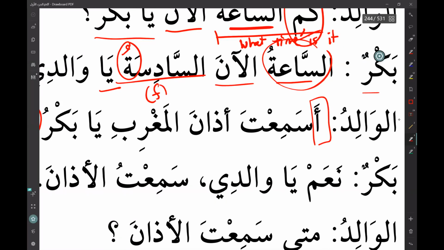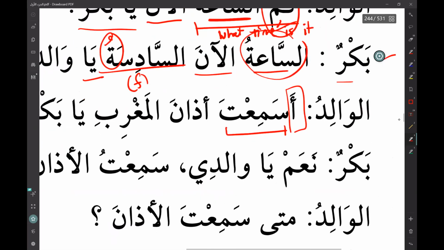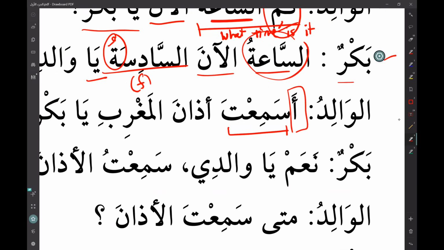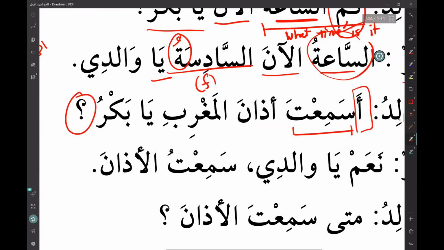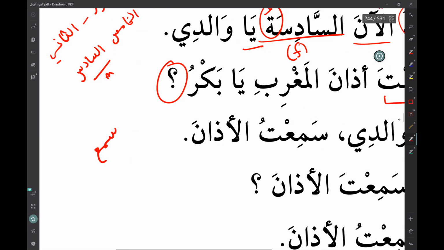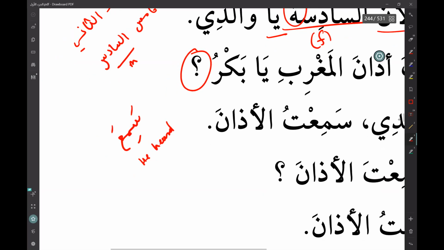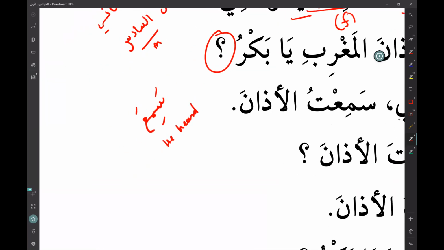And then the verb is sami'ta. So what is sami'ta? Sami'ta is a past tense verb. Yes, it means you heard. When you see a verb in a different form, it's better to know its original form. The original form is sami'a, he heard. So this is the verb in the past tense.